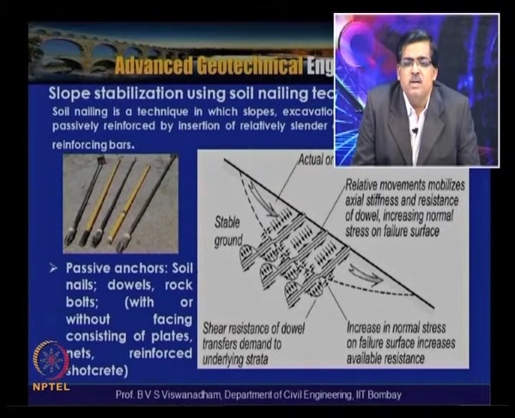And these nails are placed along the slope surface in two different patterns. One is the square pattern, where SH is the horizontal spacing between the nails and SV is the vertical spacing, and the length of the nail which is to be inserted into the ground is recommended in the range of 0.5 to 0.7 H, where H is the height of the slope to be treated.